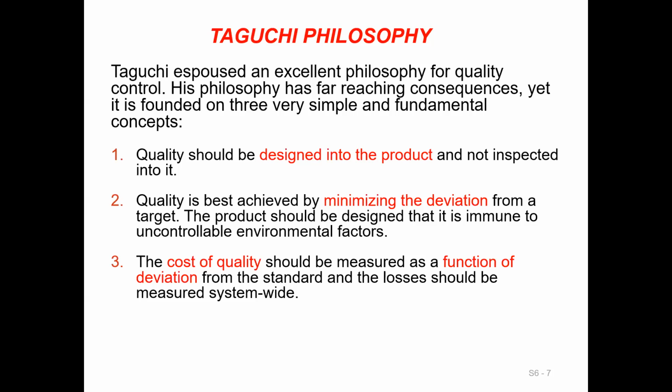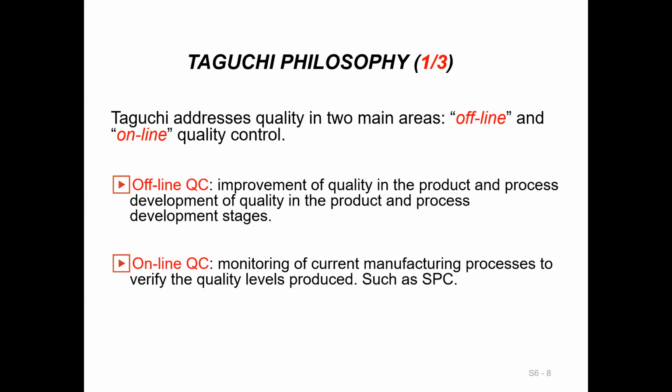And the second point, quality is best achieved by minimizing the variation or the deviations from a target. This is the second philosophy that we discussed in the last video. And the third point talks about the cost of quality. We also discussed quite in detail in the last video something related to Taguchi's quality loss function. Okay, and this is the detail of the first concept of the first philosophy of Taguchi.